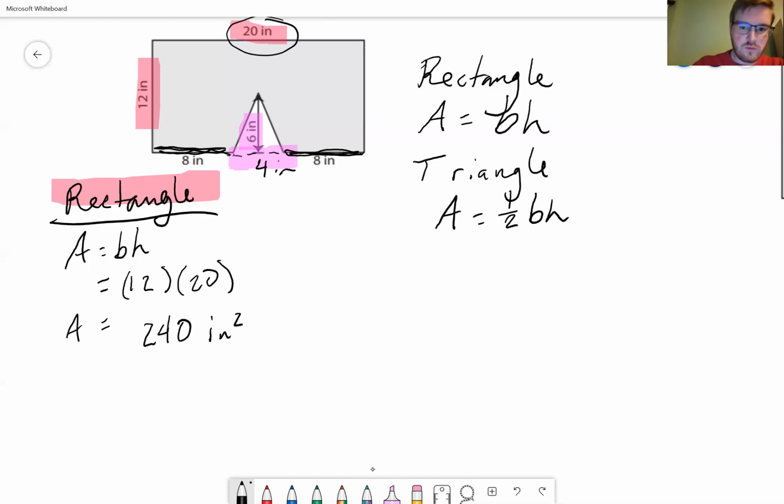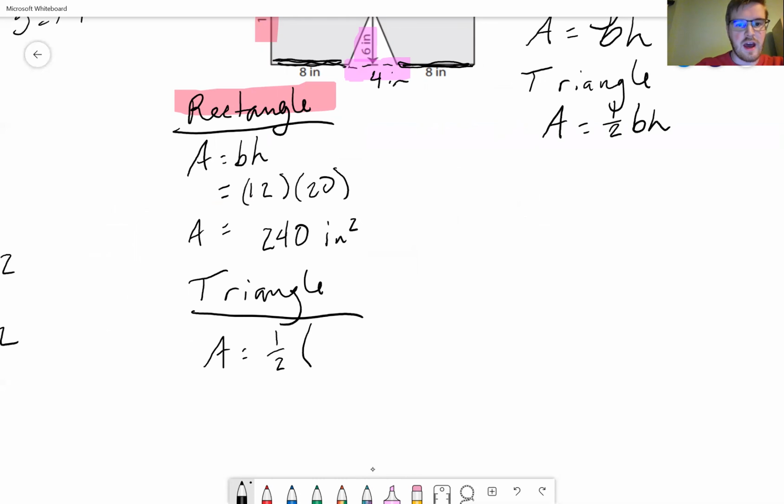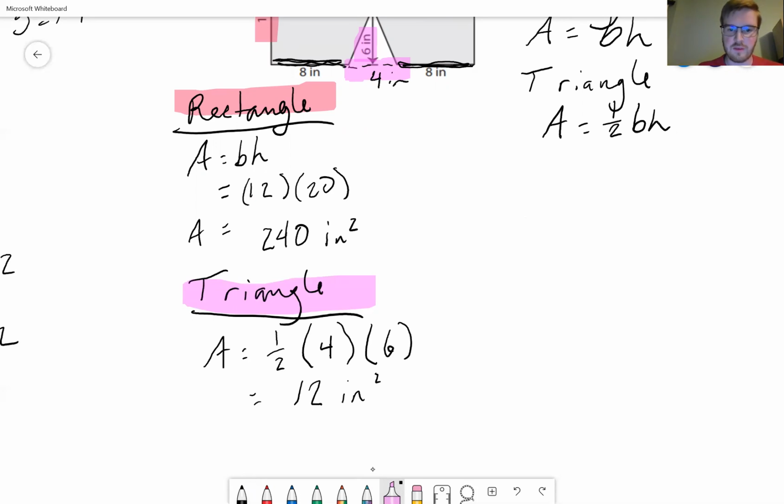All right. So I'm going to scoot down here and do our work for our triangle. So we've got 1/2 times our base of 4. And then the height of the triangle is 6. So think about half of 4, that's 2. And then 2 times 6 gives me 12. So that is 12 square inches. All right. And then I'm just going to highlight that blue so it's consistent with what we had up top there.